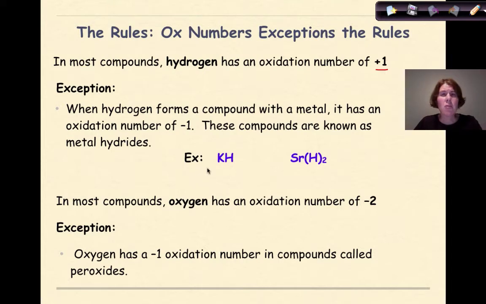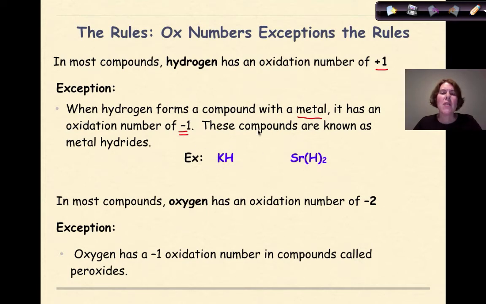The only exception to this rule is when hydrogen forms a compound with a metal. It's going to have an oxidation number of minus 1. Because remember, when you look at your periodic table and the little square for hydrogen, both oxidation states are listed, plus 1 and minus 1. So again, most of the time it's going to be plus 1. But when you're working with a group 1 metal or a group 2 metal or a metal like aluminum, those are constant.